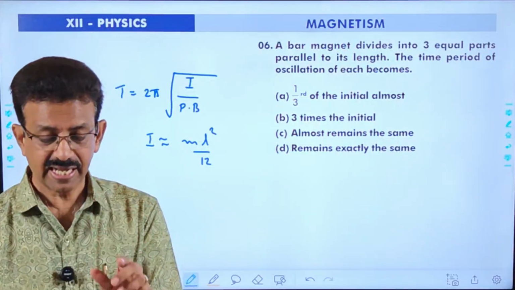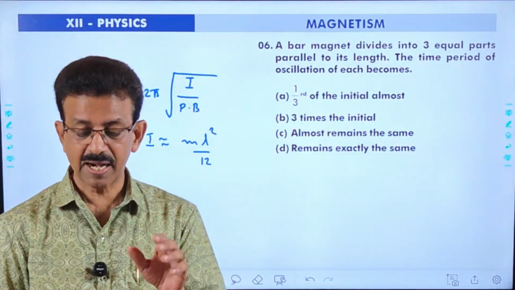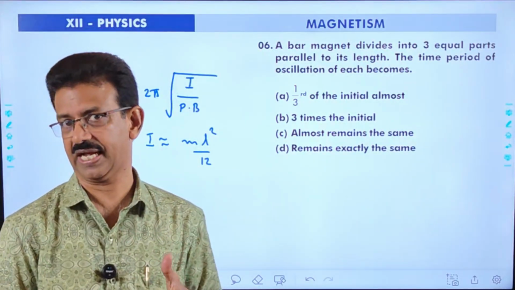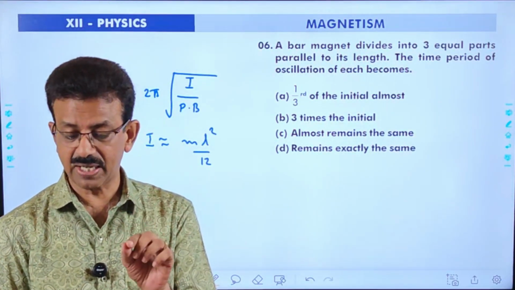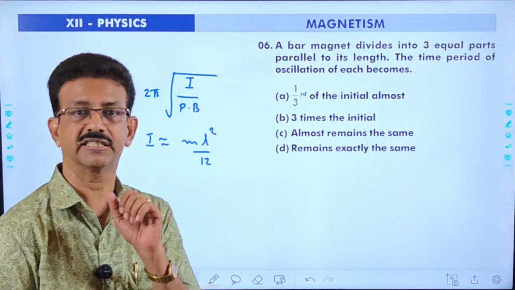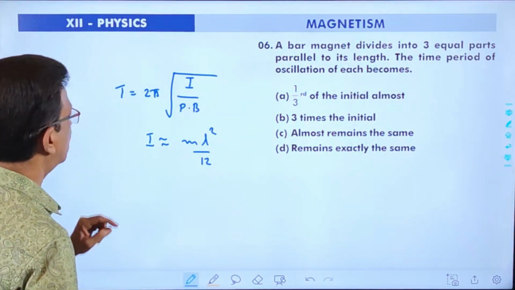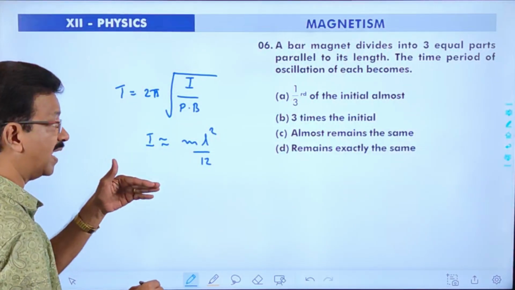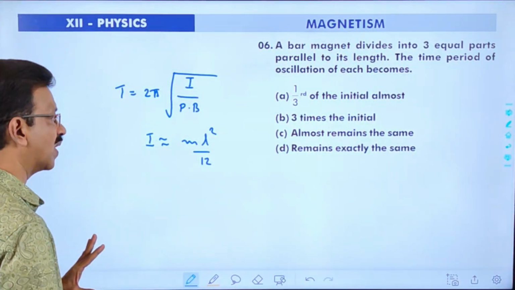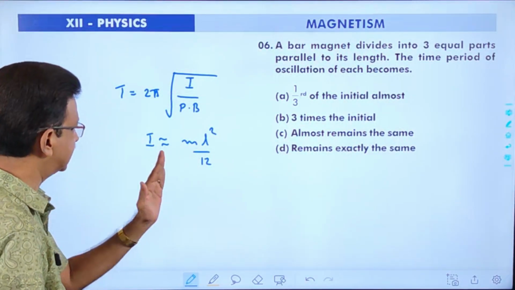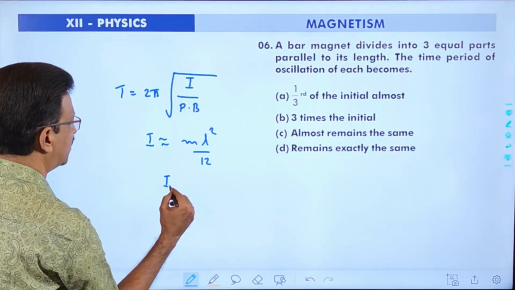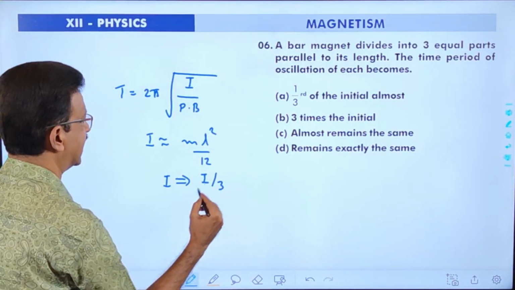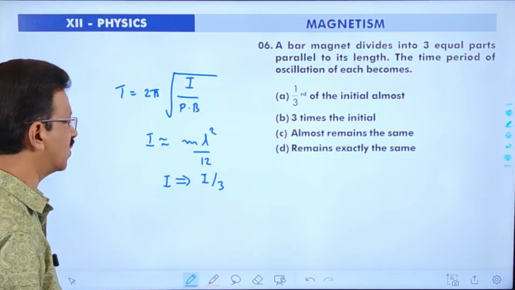Now, in the given question, the bar magnet divides into 3 identical parts parallel to its length. Then, the time period of oscillation of each, let us check one by one. Moment of inertia is approximated as ml square by 12. Bar magnet divided into 3 means mass becomes 1/3. L remains unchanged. Therefore, the moment of inertia becomes I by 3. Mass is now 1/3 only.